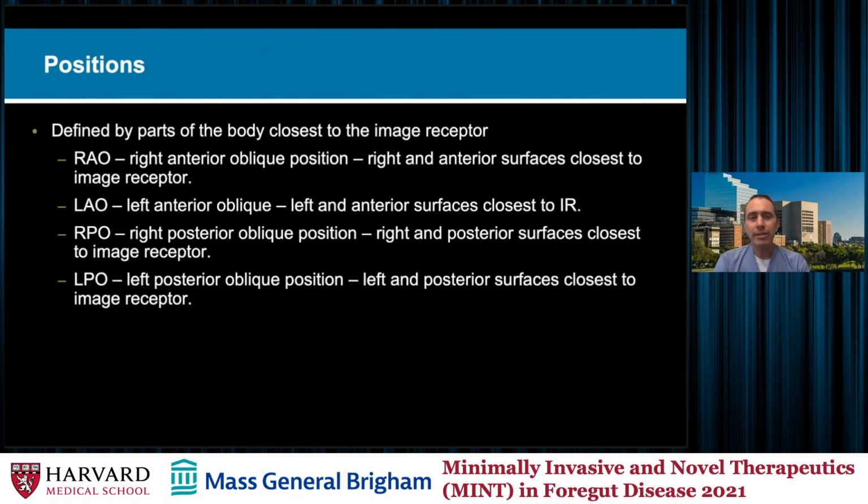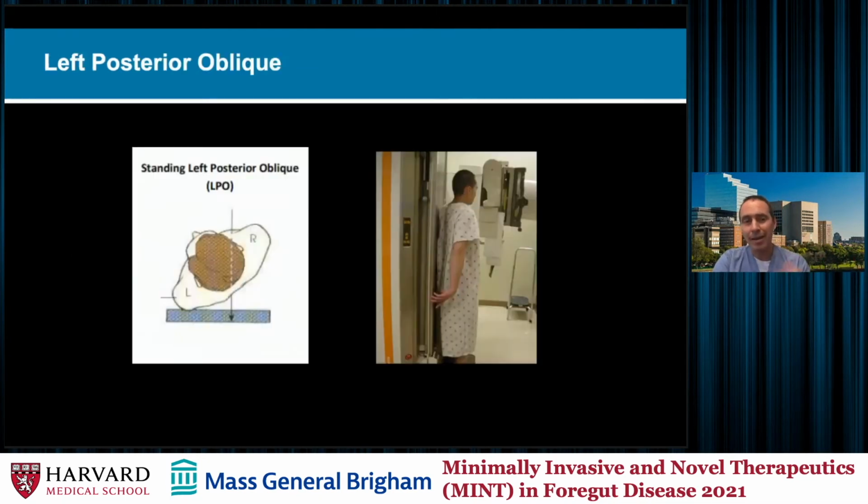So positions are defined by the part of the body closest to the image receptor, right? Right anterior oblique means the right and anterior surfaces are closest to the image receptor. The LAO is left and anterior, then there's LPO, etc. So they're defined that way. So here's a person in LPO. Why? Their left side is closer to the detector than the right side, so that's L, and their posterior is closer to the detector than their anterior. So it's left posterior oblique, and I won't do all the rest, but that's how we name all of our positions.